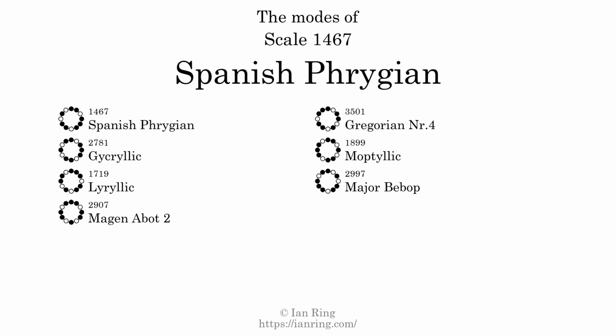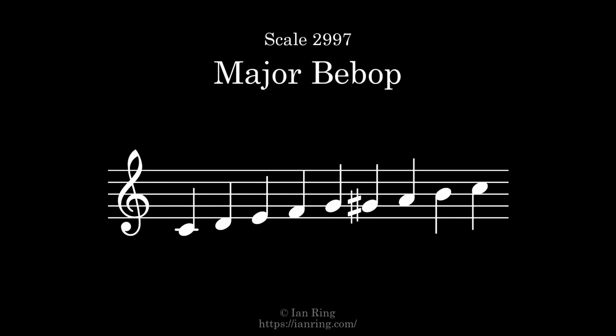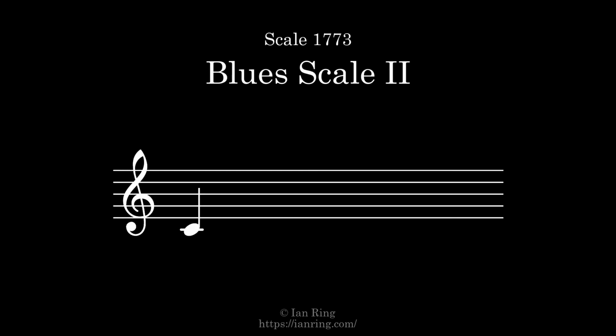The seventh mode is scale 2997, also known as Major Bebop. It sounds like this. The eighth and last mode is scale 1773, also known as Blues Scale 2. It sounds like this.